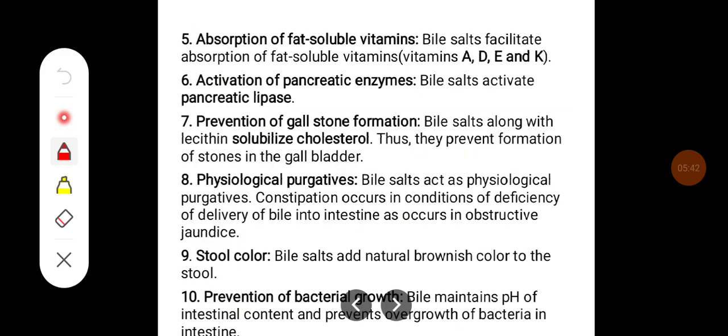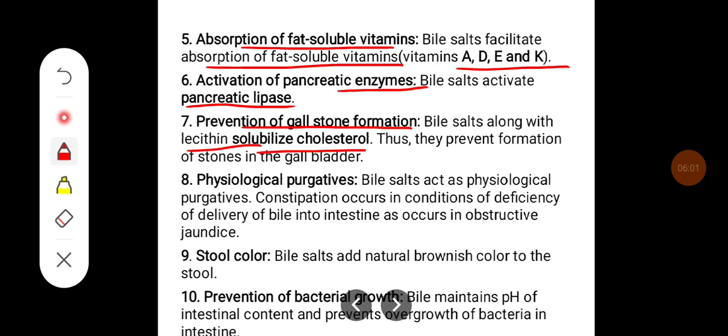Absorption of fat soluble vitamins. Bile salts facilitate absorption of fat soluble vitamins like A, D, E, K. They help in the activation of pancreatic enzymes like pancreatic lipase. They also help in the prevention of gallstone formation along with lecithin, which solubilizes the cholesterol. Thus they prevent formation of the stone in the gallbladder.